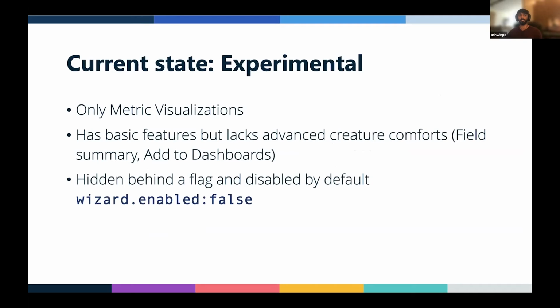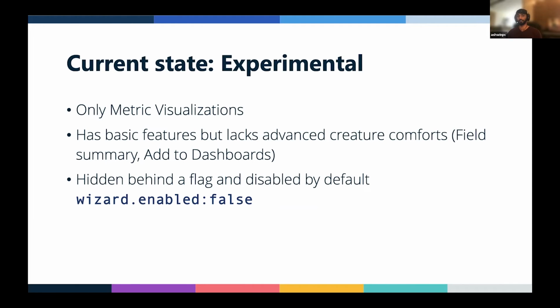And what we have today is, in 2.2, we've released only the metric visualizations. So you don't really have bar, line, the other ones, they're coming out soon. But we've started off with the metric because it was the easiest to port over from visualizations. And it helped us build a framework underneath in a way that was foundationally useful for extending to other visualization types as well.